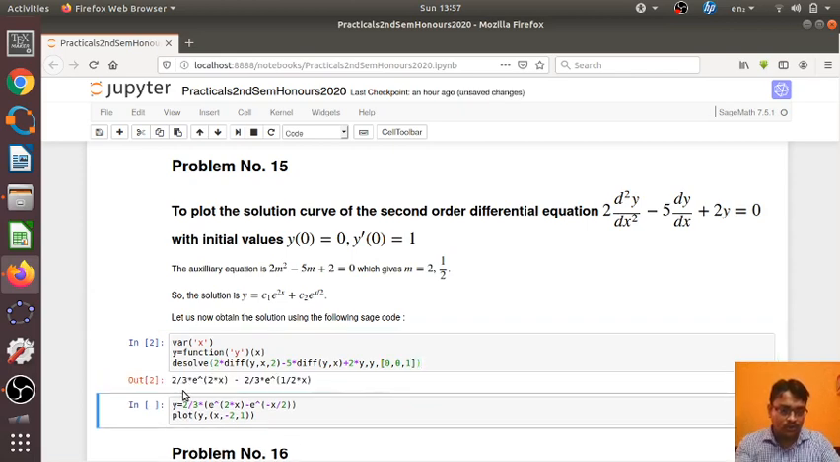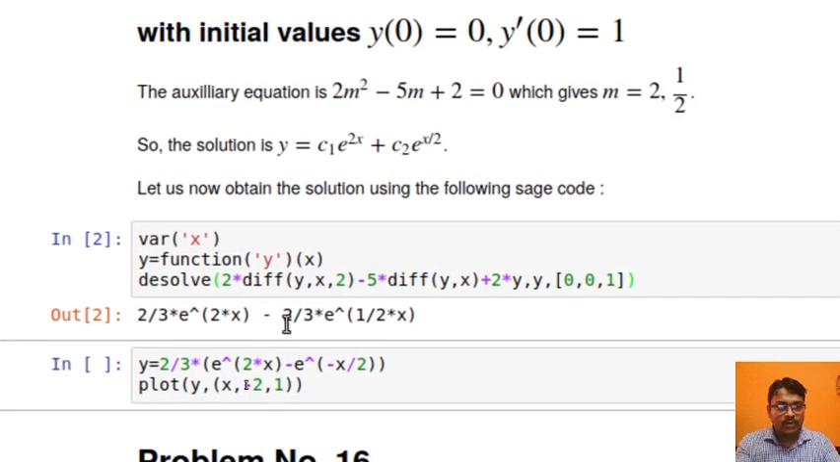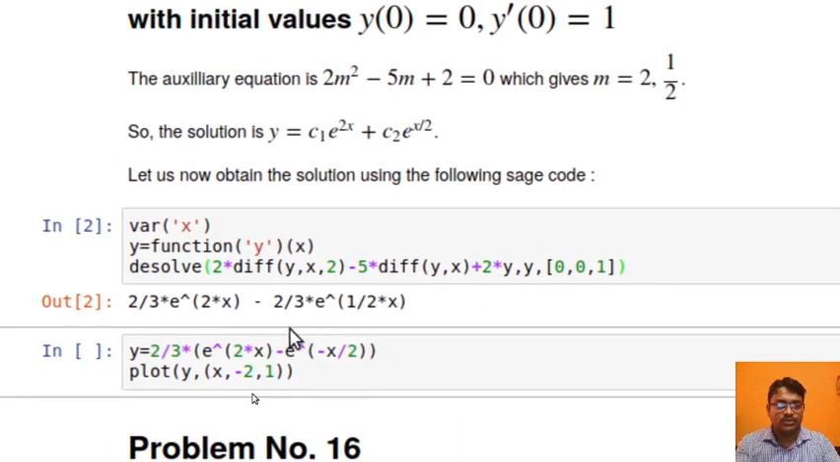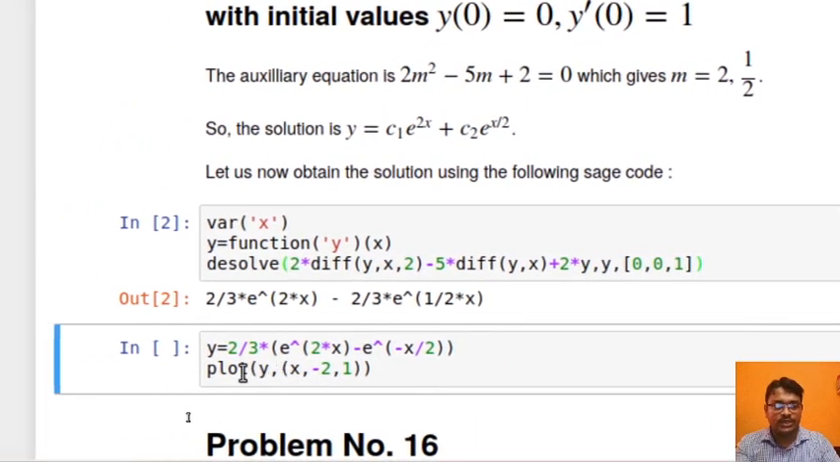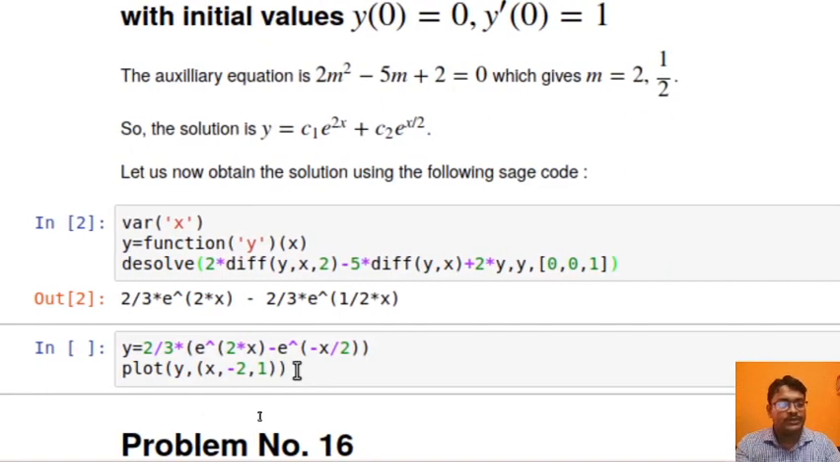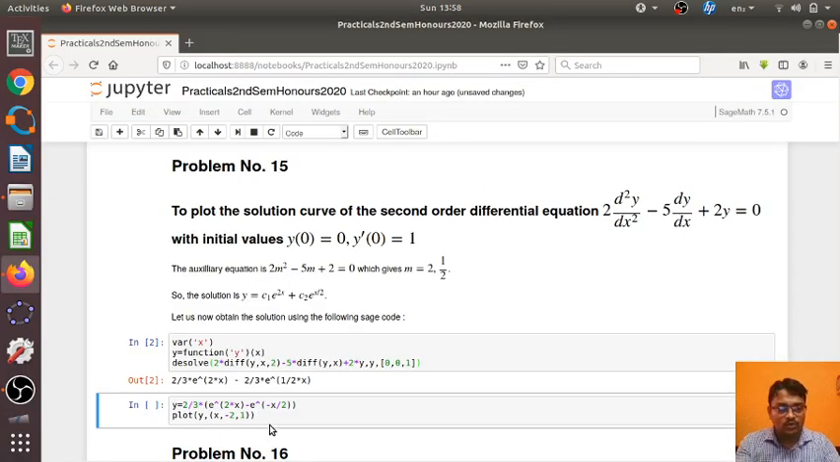Let us run it again. The solution is 2/3 e to the power 2x minus 2/3 e to the power x by 2. This is the solution. Next we will plot this solution using the plot command, which is also known to you. Let us see how to plot this.